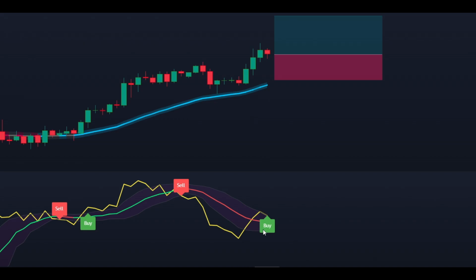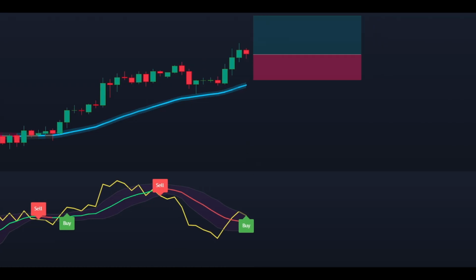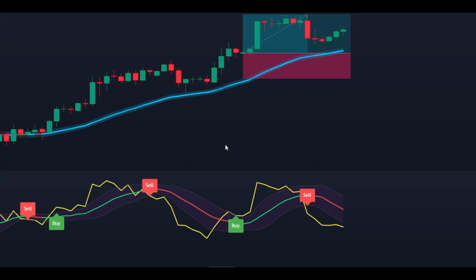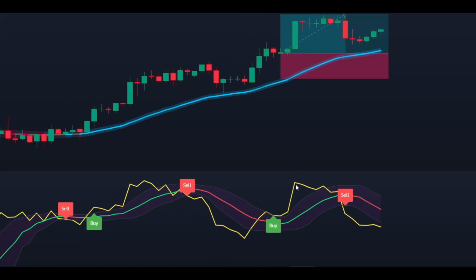Third, trigger. After that touch, the next MOBO signal must be a bullish momentum breakout. The yellow MOBO line crosses up through the upper band. All 3 must be true on a closed candle. If the next MOBO event after the pullback is a sell, a down break, instead of a buy, we skip and wait for the next proper sequence.